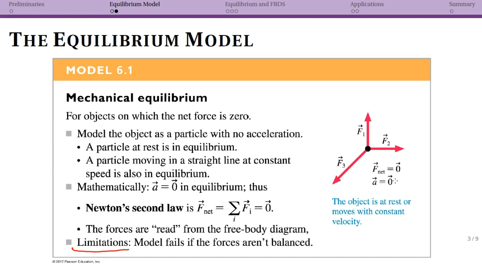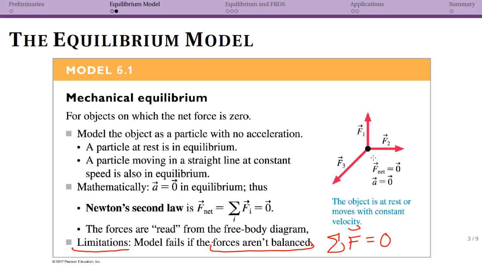Now, the limitation in this case is very important. The limitation is that this is going to fail if the forces aren't balanced. What does it mean for forces to be balanced? Well, this just means that when you sum up your force vectors, you get 0. So balanced is a way of saying canceling out, but in this case, note that in this free body diagram, we have 3 forces, and all 3 of them actually cancel out. If you do your vector addition, you get 0.